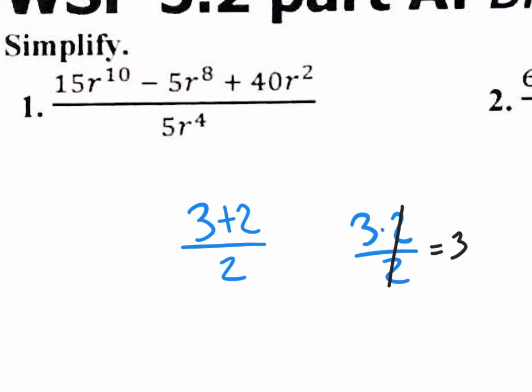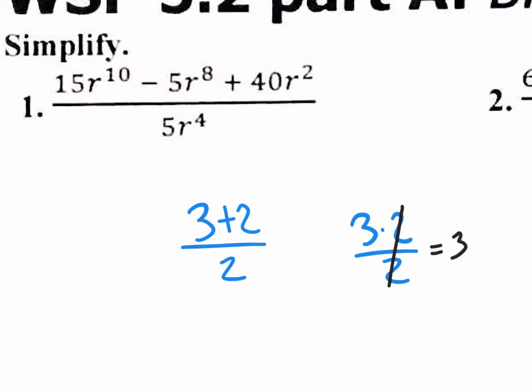So the deal is this, like right here, I see a 15 up here, even a 15r to the 10th, but I cannot cancel the 15 with the 5. And I can't cancel these 10 r's with these 4 r's. Why not? Because I have a minus something and a plus something. And whenever you have addition or subtraction, you cannot cancel, right? When you have pure multiplication, then you could cancel. So we would need pure multiplication.